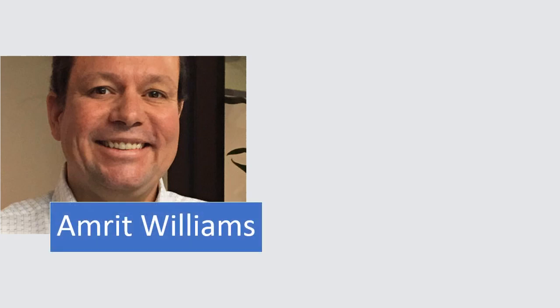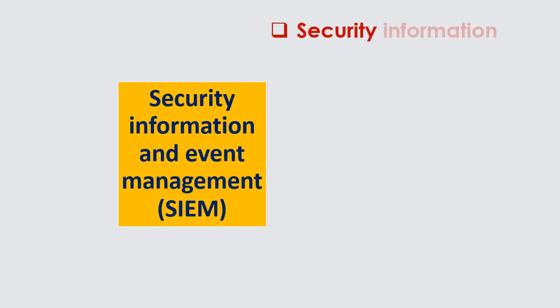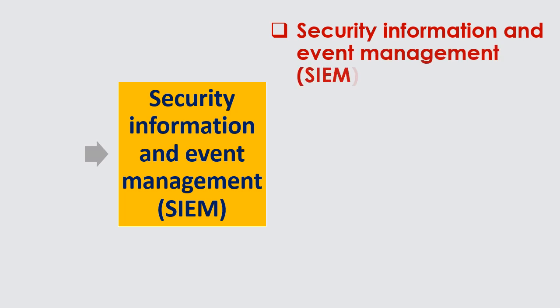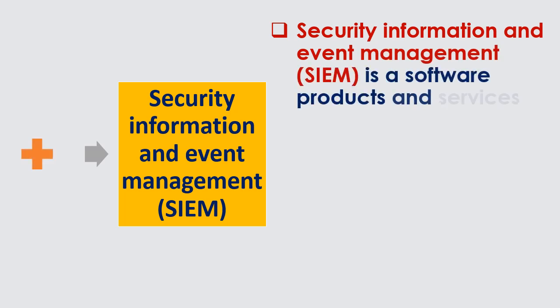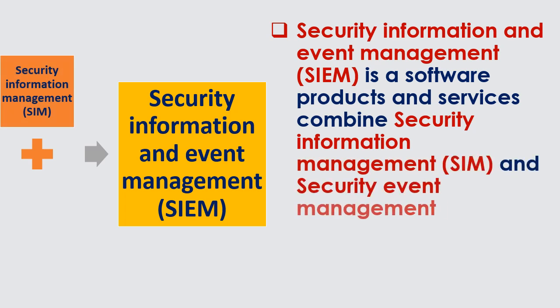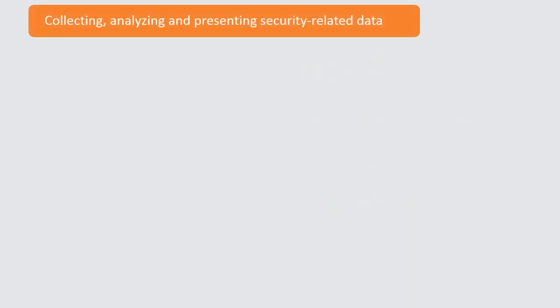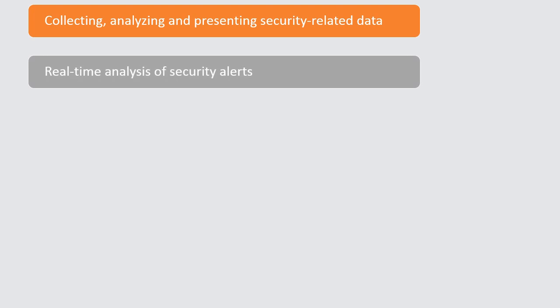The term SIEM was coined in 2005 by Amrit Williams and Mark Nicolette of Gartner as an acronym for Security Information and Event Management. Security Information and Event Management, SIEM, is software products and services that combine Security Information Management, SIM, and Security Event Management, SEM. Functions of a SIEM software tool are: collecting, analyzing, and presenting security-related data.